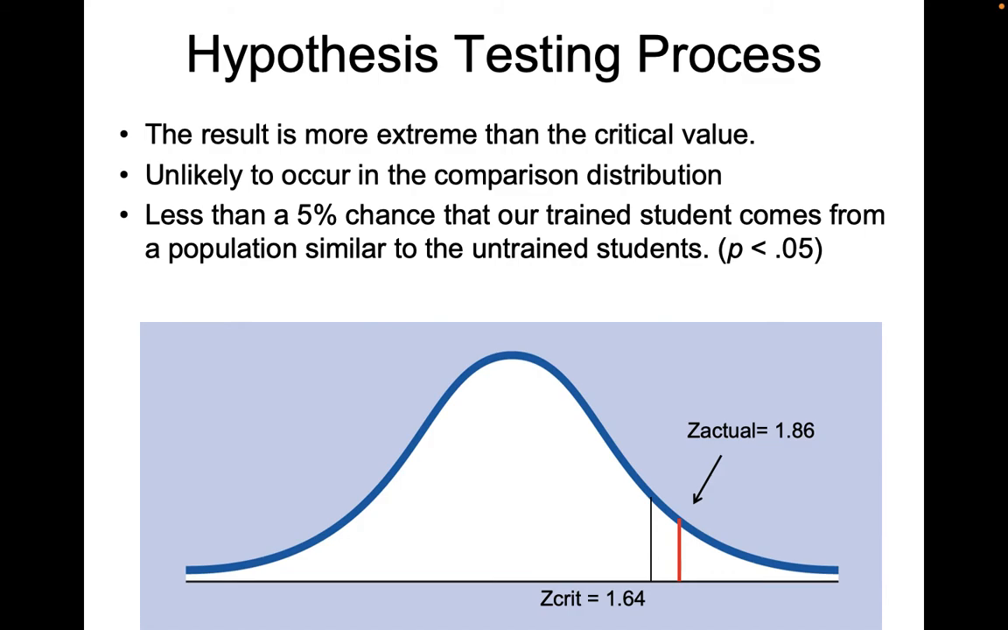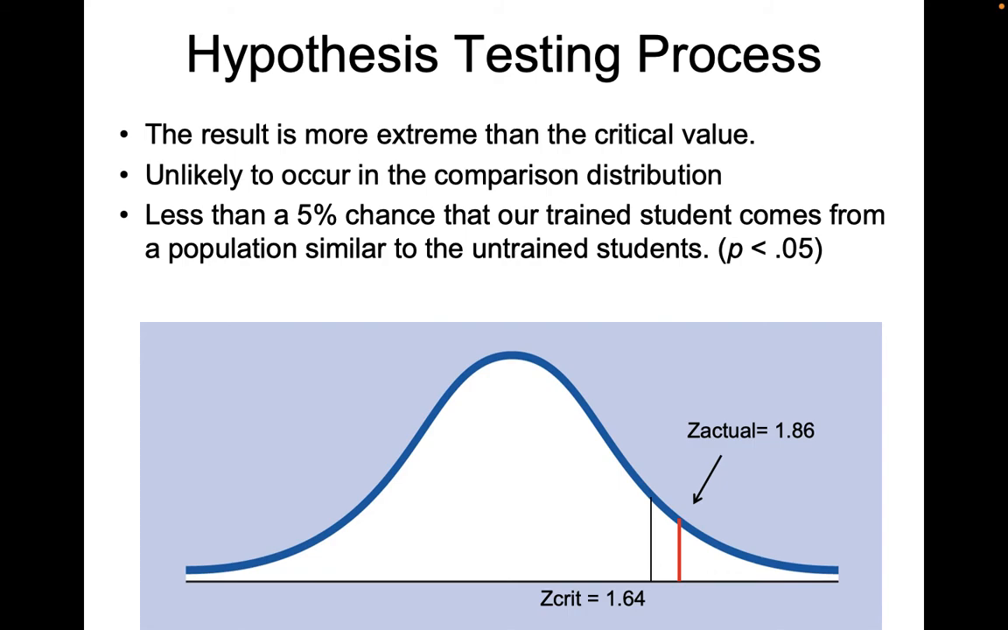Now what we see is that our sample result is more extreme than the critical value. That is, it's further, it's found in the tail of the distribution. It's further along on that number line. What this means is that it is unlikely to occur in the comparison distribution.